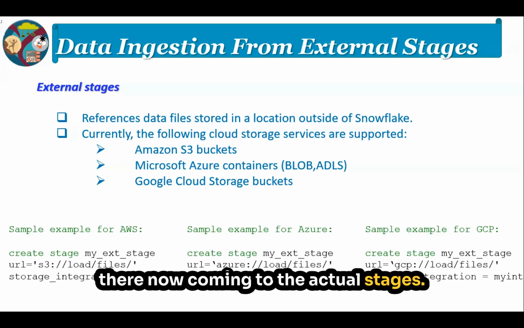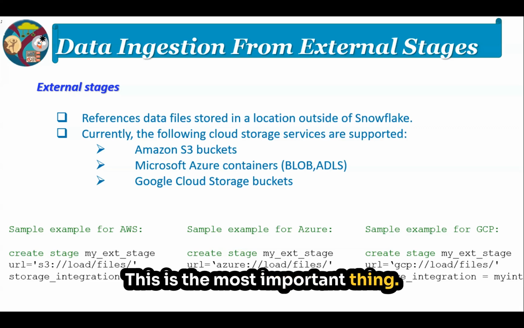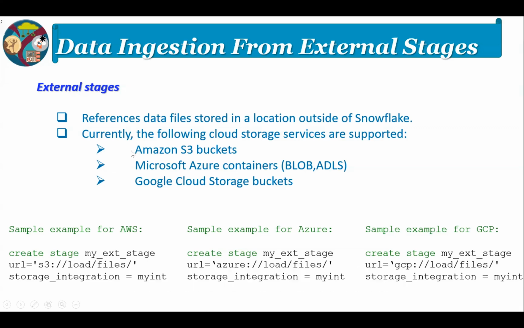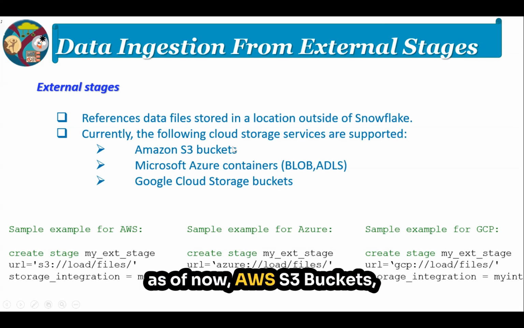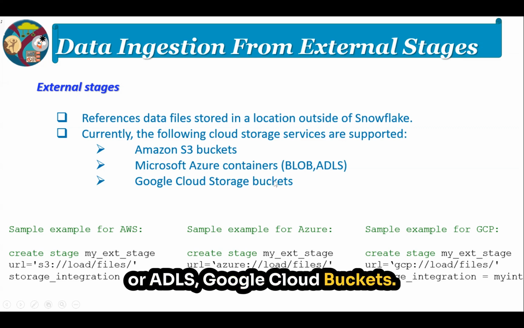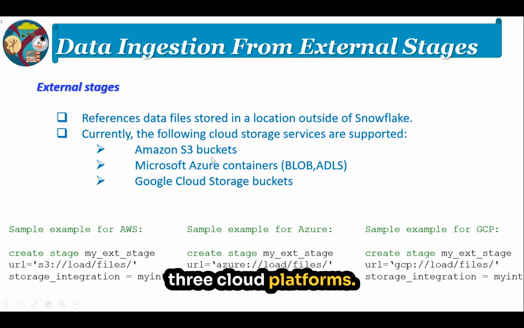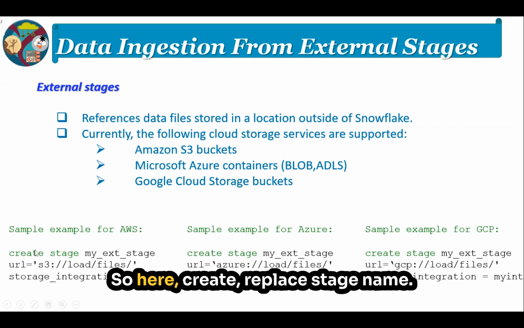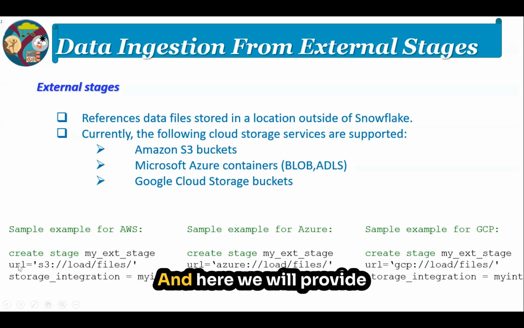Now coming to the external stages. This is the most important thing. We have discussed already that it supports 3 cloud platforms as of now: AWS S3 buckets, Microsoft Azure Containers Blob or ADLS, and Google Cloud buckets. When I'm talking about stage creation, if you want to create an external stage, here you write create or replace stage, the stage name, and here we will provide that particular file location. In AWS S3, this is my file location, this is my file name, and we need to create a storage integration.